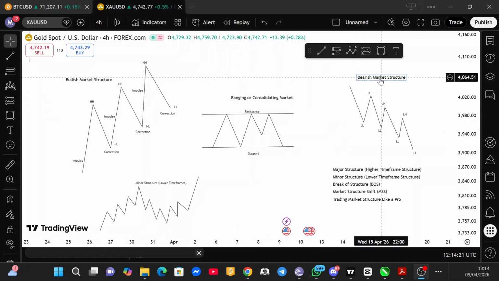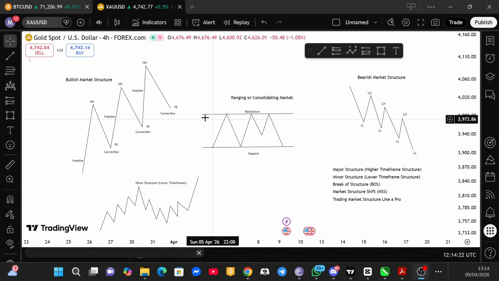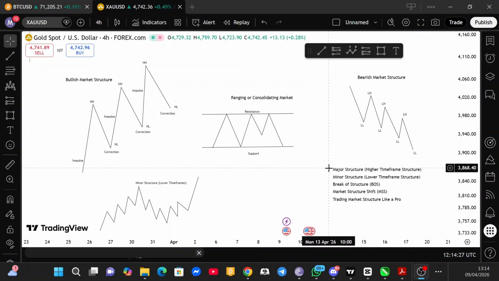Now, today we're going to be looking at these three major structures, and I'll be telling us about major structure, minor structures on the lower time frames, the break of structure, the market structure shift, and how to get entries like a professional, using market structure. Where do you enter? Where do you exit? All of this will be covered in this teaching.